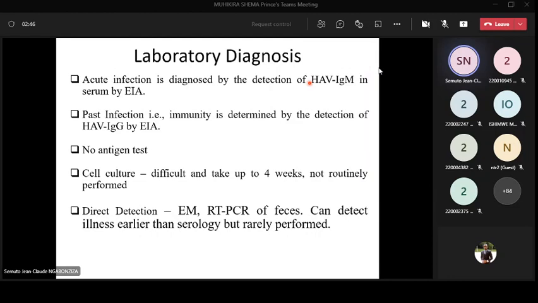So in most cases we do Hepatitis A virus, immunoglobulin M. It tells you that the person has an infection. It is recent. Yeah, hepatitis A. Any question with hepatitis A?